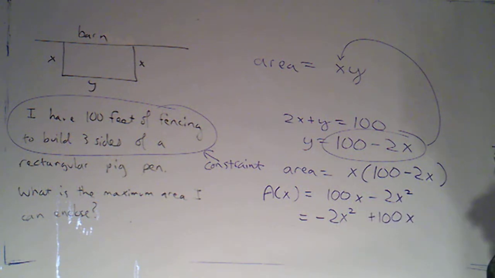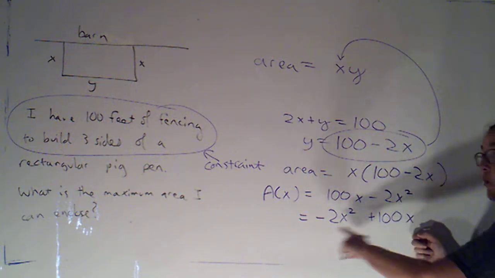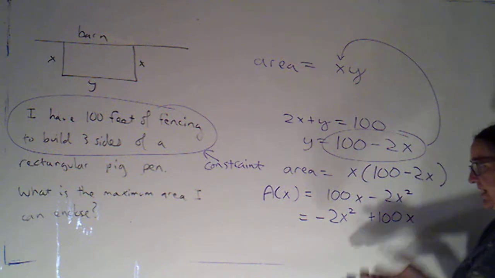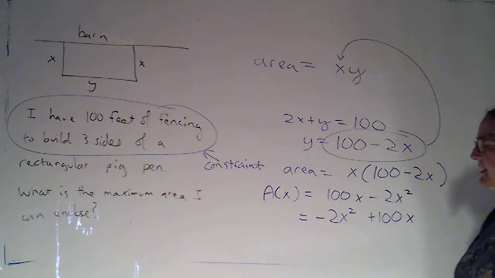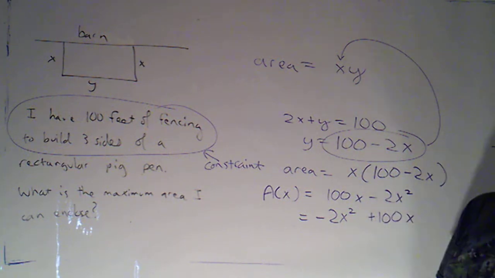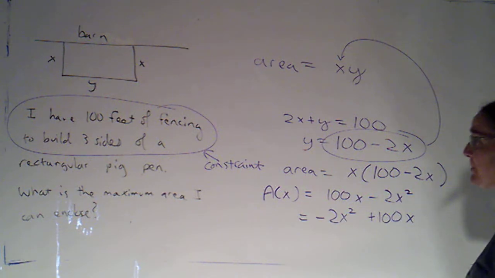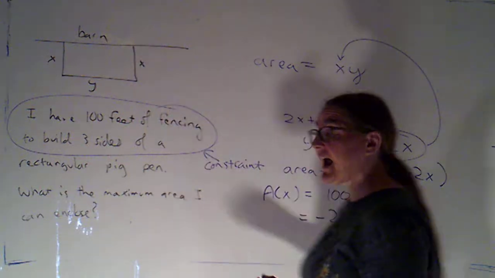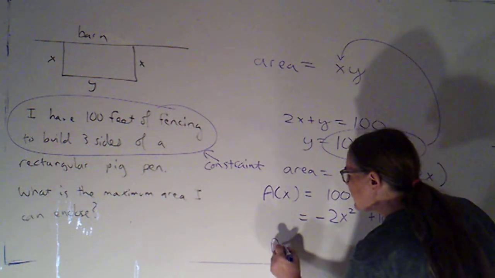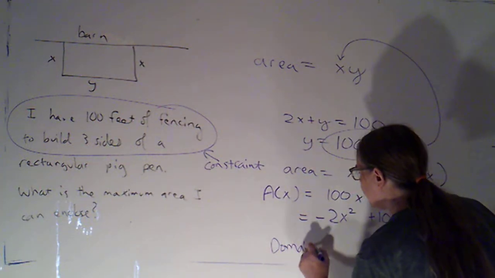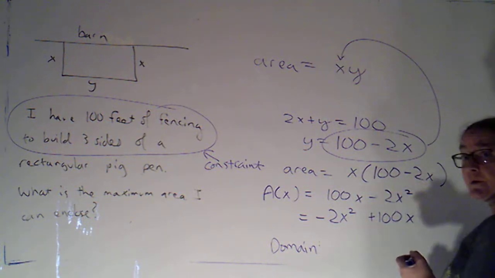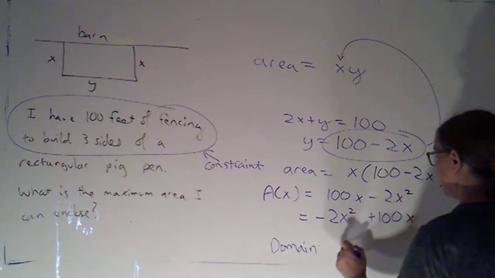Okay, excellent. Now, the natural domain of this function would be all real numbers. I can plug in anything I want. That is not the actual domain that we have for this particular problem because x is going to represent a side length. So the physical constraints of this problem tell me that x is actually going to have to be between 0 and 50.